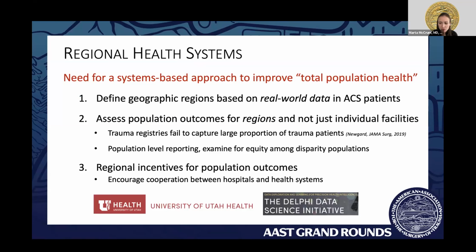And so we need to adopt incentives that encourage shared responsibility for residents of our regions, and encourage cooperation amongst hospitals and health systems to improve quality of care across the spectrum, all the way from pre-hospital or injury prevention, pre-hospital care, and then through hospitalization to discharge.